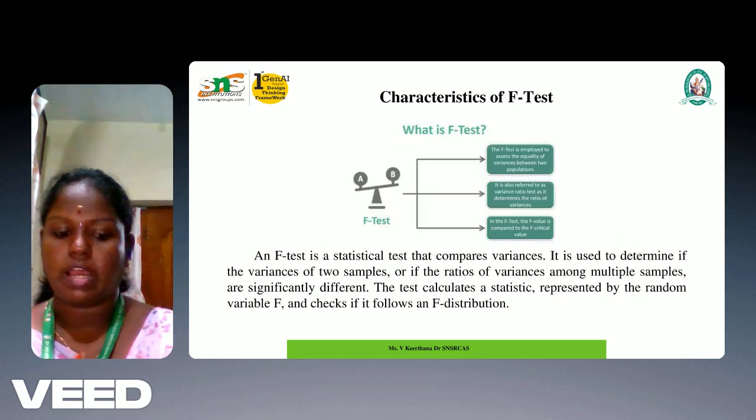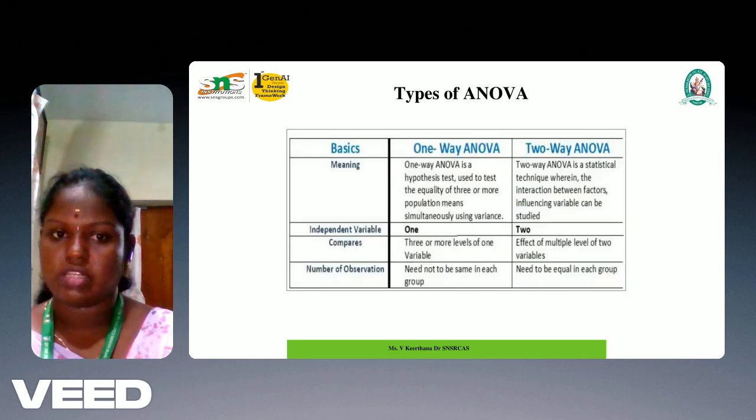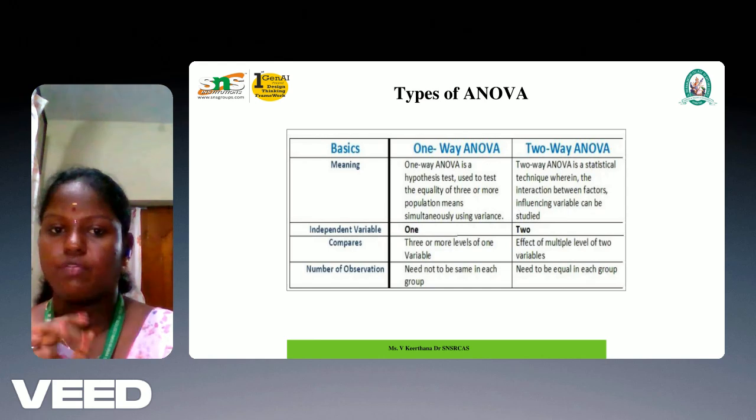First is ANOVA and the characteristics of the F test. Also, we have types of ANOVA.